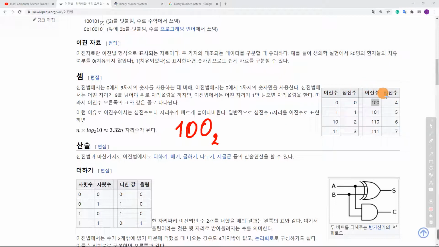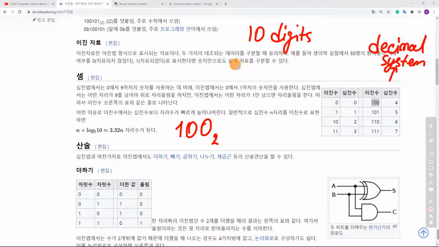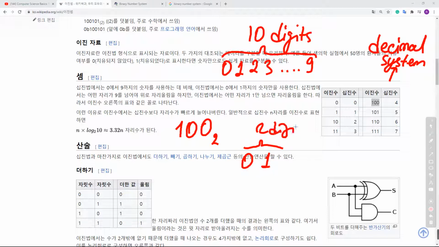So this is binary system, and this is decimal system. As you know, in decimal system we use 10 digits. What kind of digits do we use? We use 0, 1, 2, 3 until 9, right? So totally we have 10 digits. In binary system we have only two digits, 0 and 1. So totally we have 2 digits.